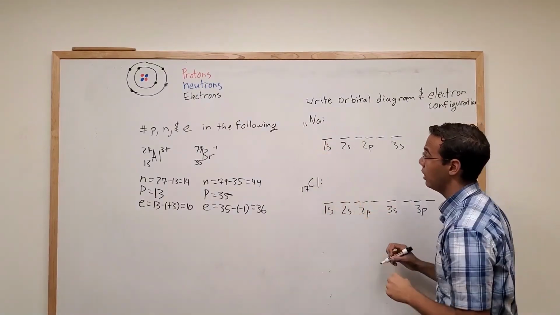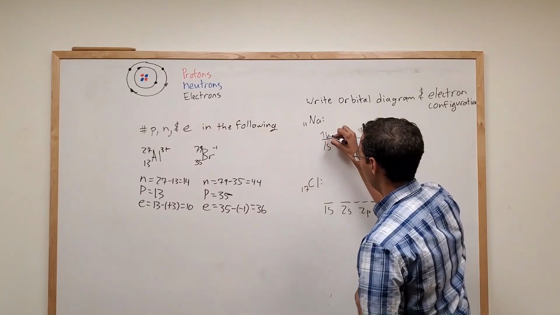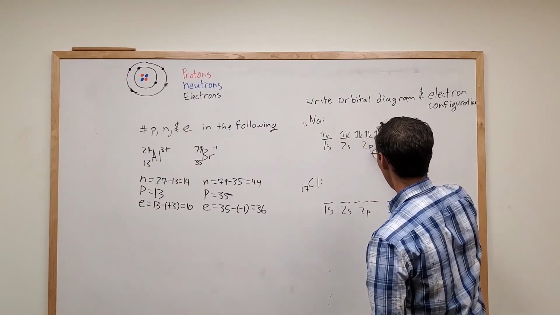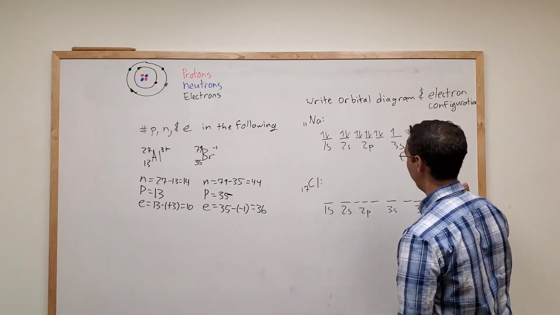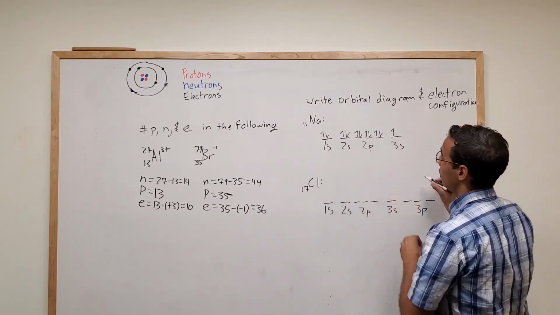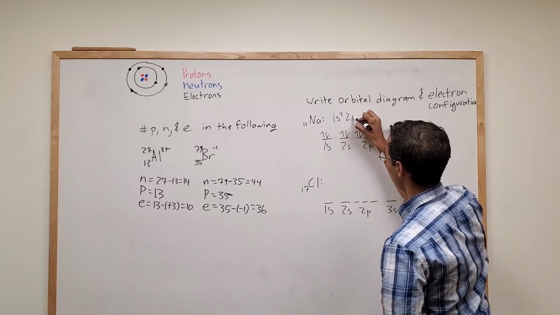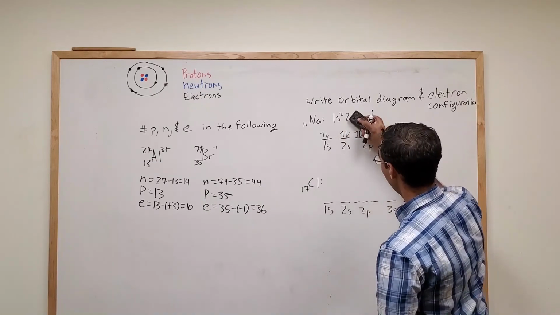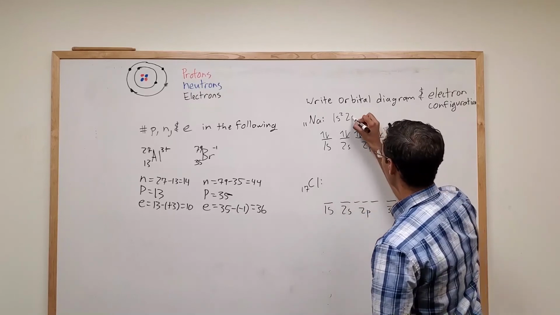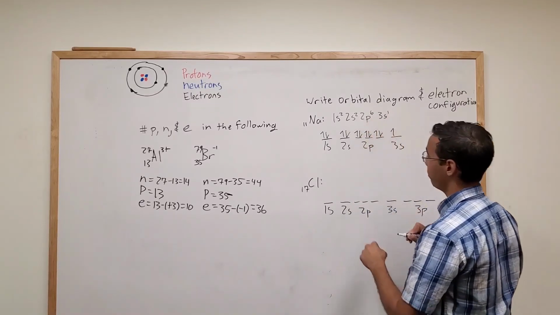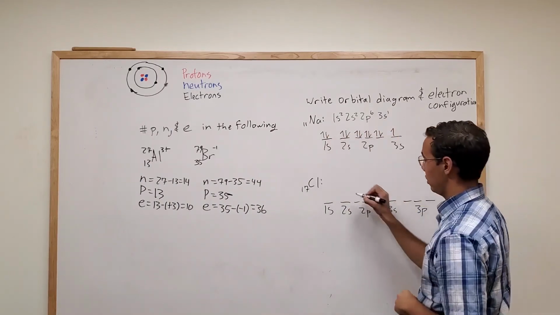So if we have 11 electrons there, we have 1, 2, 3, 4, 5, 6, 7, 8, 9, 10, 11 electrons. Okay. So then when we're writing out our electron configuration, 1s2, 2s2, 2p6, 3s1. Okay. Nice electron configuration.